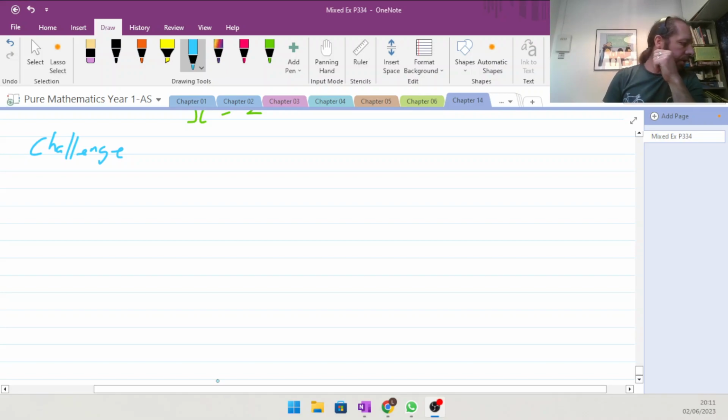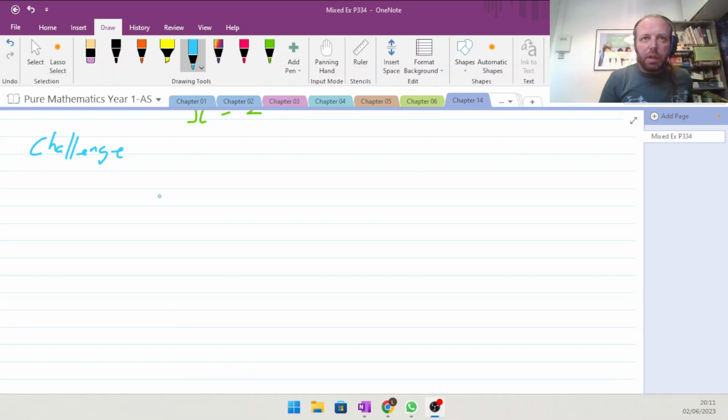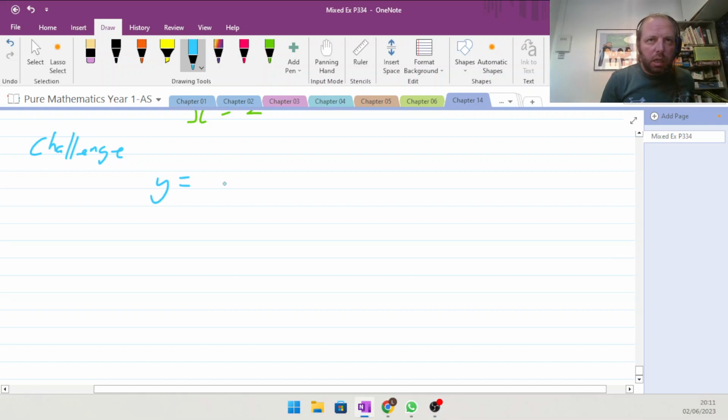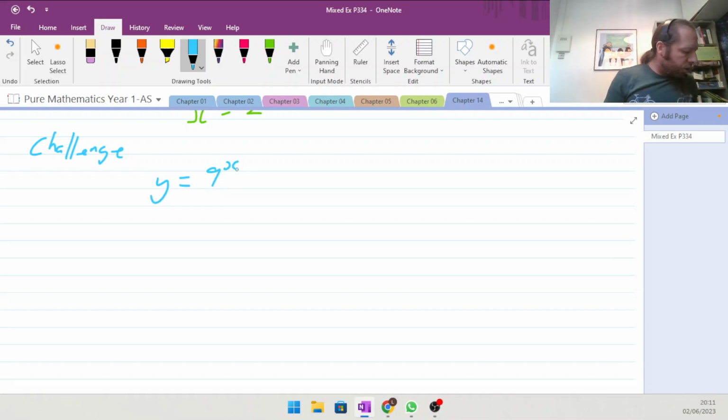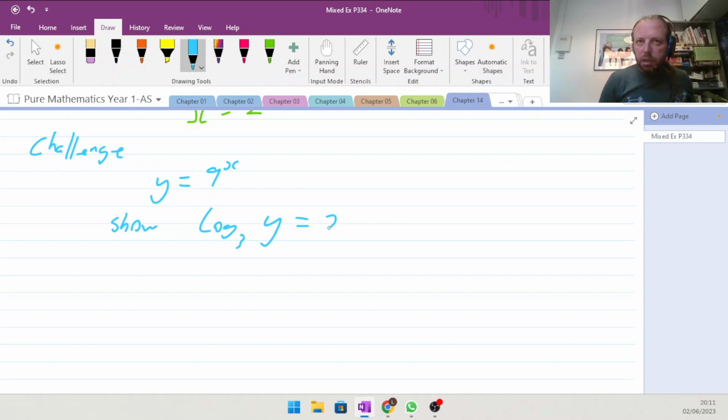Okay, challenge question on chapter 14, the last of book 1. Given that y equals 9x, show that the log to the base 3 of y equals 2x.